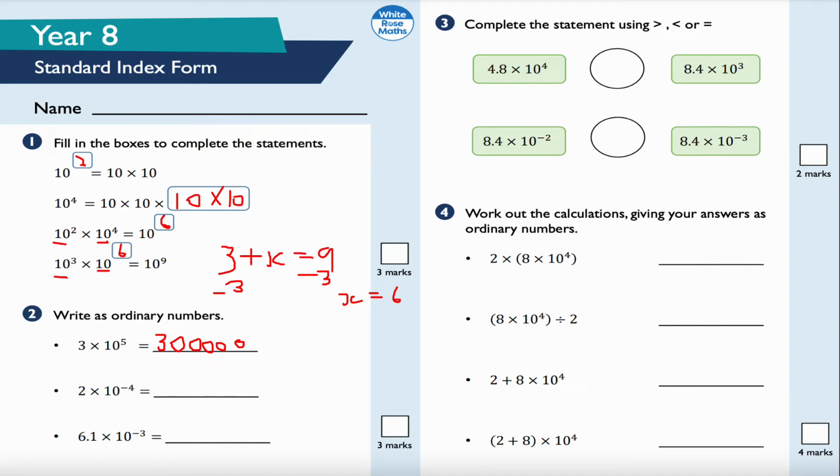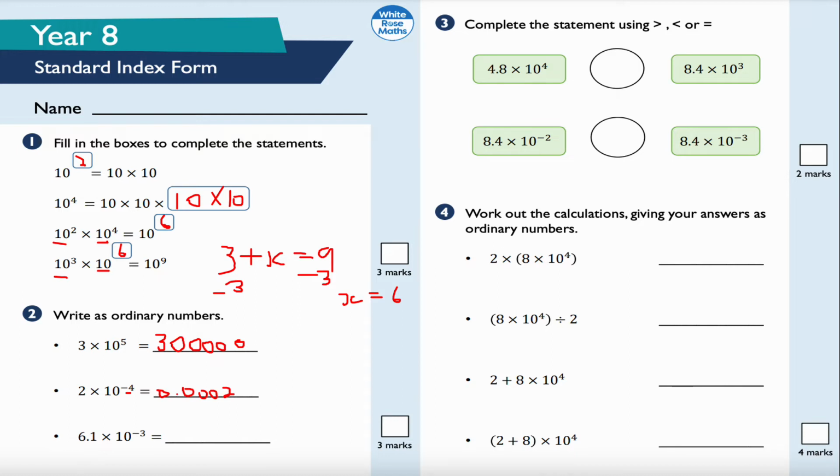The next one, 2 times 10 to the minus 4. Well, that minus means that it becomes a decimal. So it's going to be 0.0002. So a little way to know here, that power of 4 means that I need to have 4 zeros in total for my decimal place. So 1, 2, 3, 4, when I count backwards.